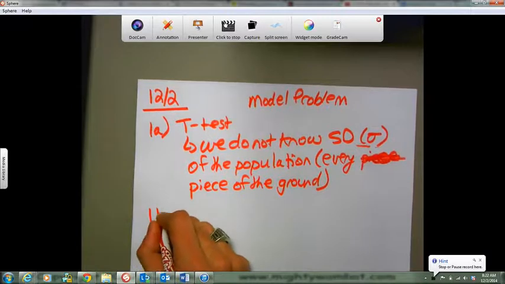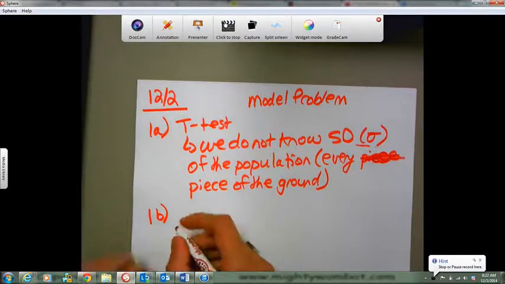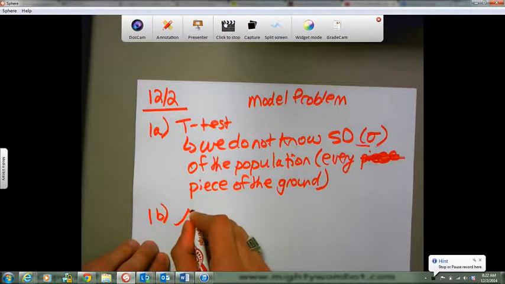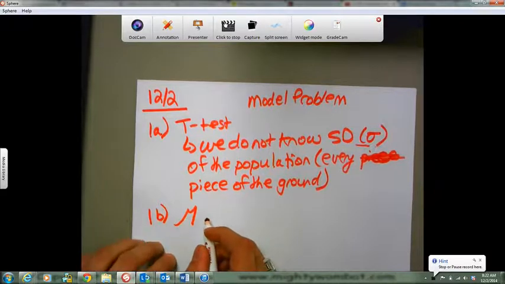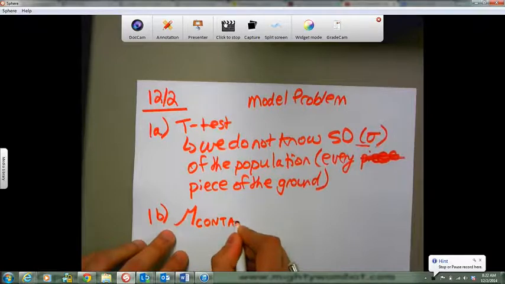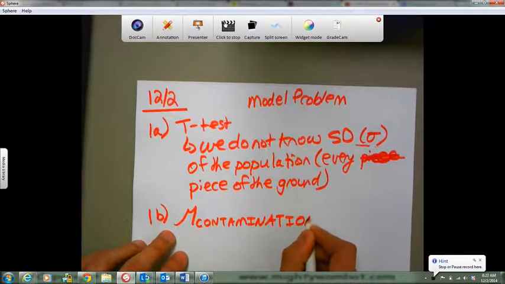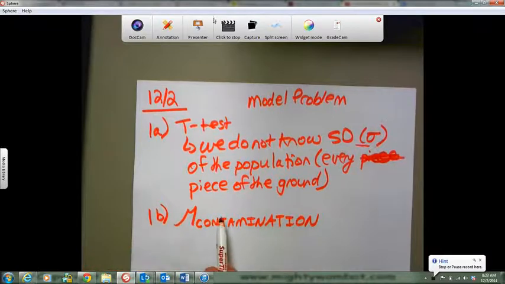Let's look at part B. Part B says identify the parameter of interest. The parameter, which is just a fancy way of saying a characteristic, the parameter we care about is the average mean contamination, because that's what they're measuring and that's what they're comparing. So we care about the mean contamination.